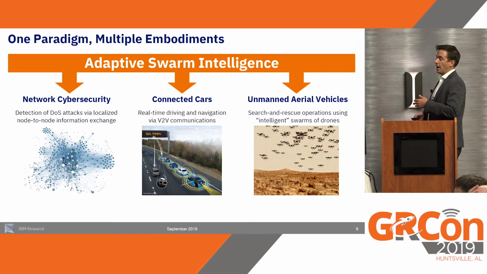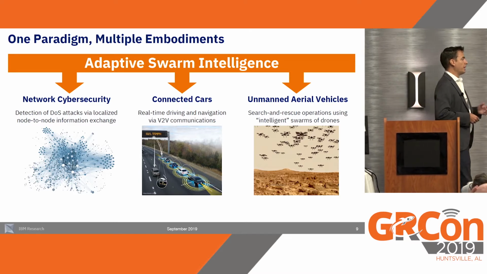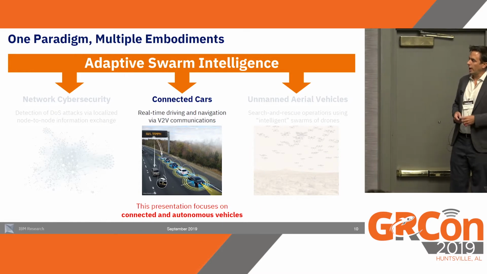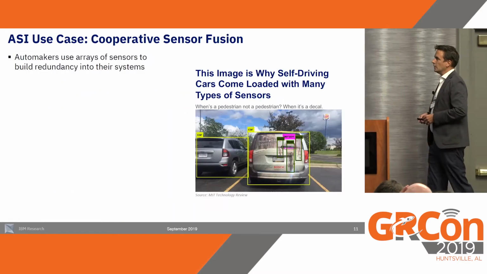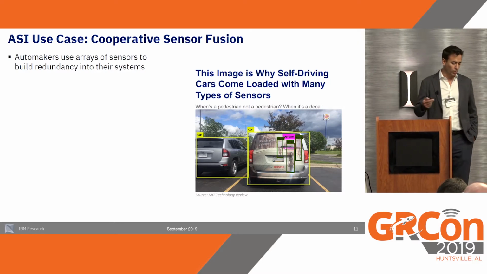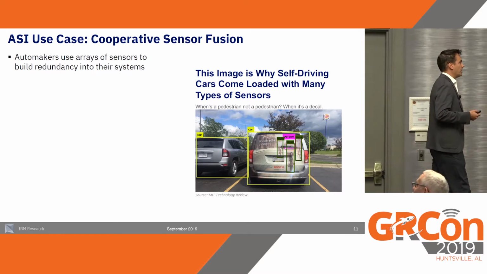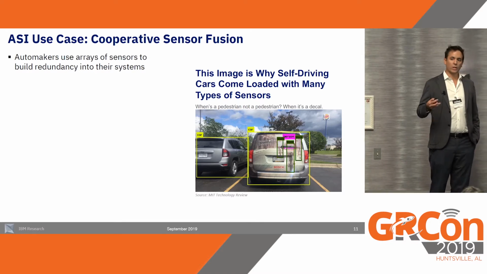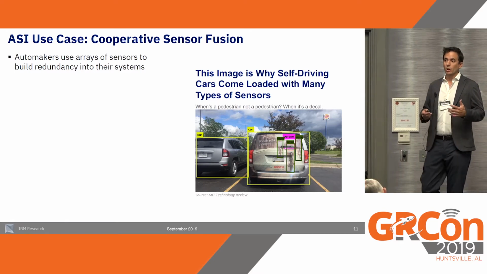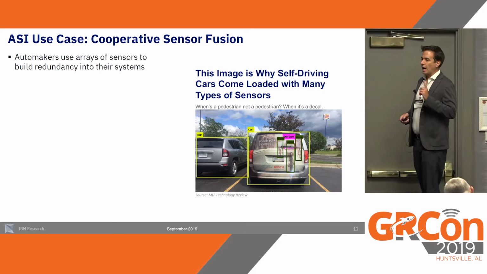Adaptive swarm intelligence, ASI, has applications in multiple domains, going from network cybersecurity, connected cars, and unmanned aerial vehicles, to cyber physical systems in general. But today I will focus on the case of connected and autonomous vehicles. If we look into how cars are evolving and how automakers are thinking about future connected and autonomous cars, we will see that, again, the approach is mostly car-centric. We are trying to put more sophisticated sensors in the car, lidars, radars, cameras, etc. We are trying to put more powerful computers on board, right? But that car-centric approach, we believe, still has some limitations.